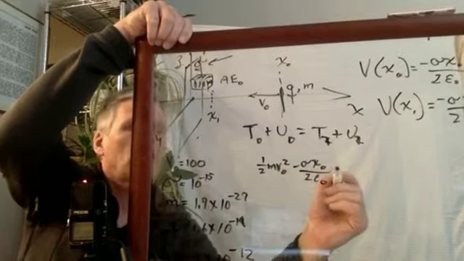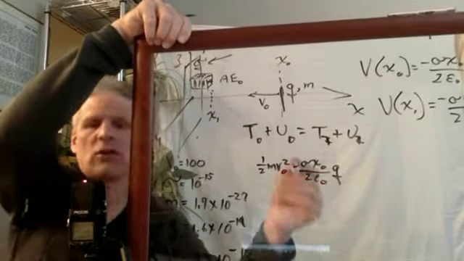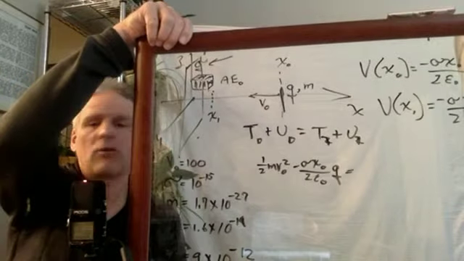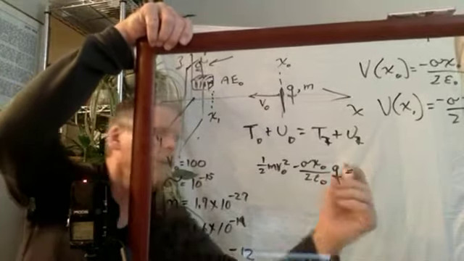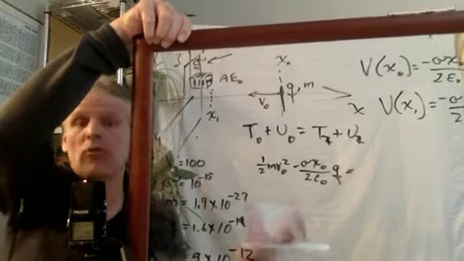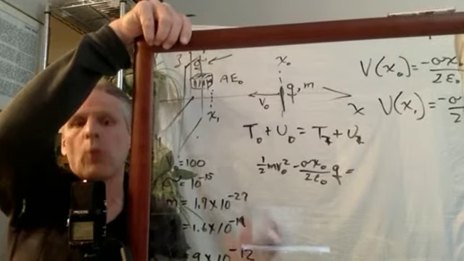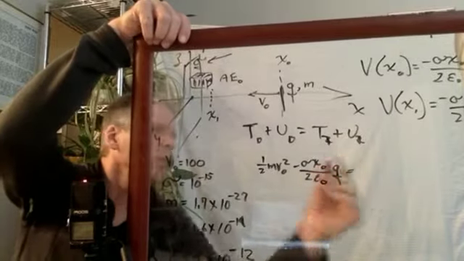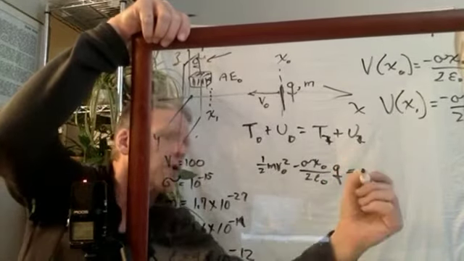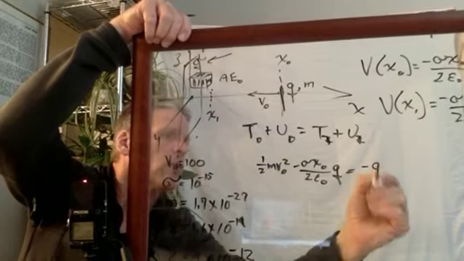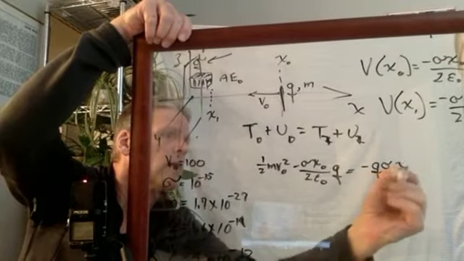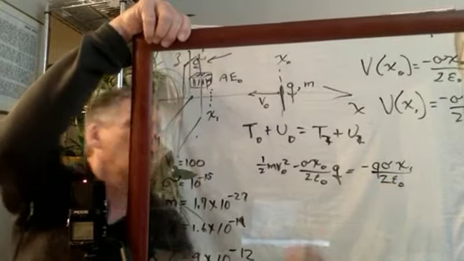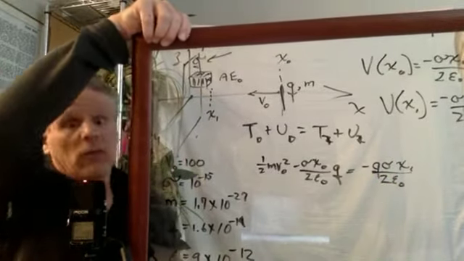But there's a Q times this because that's the potential, so we need Q times that to get the potential energy. And what's our final kinetic energy? We're hoping it's 0, and so we're going to assume it's 0 because that's what we're trying to find. Where is the location where the kinetic energy is 0? Then we have our U1, which is minus q sigma x1 over 2 epsilon 0. Okay, and what are we trying to solve for? We're trying to solve for x1.